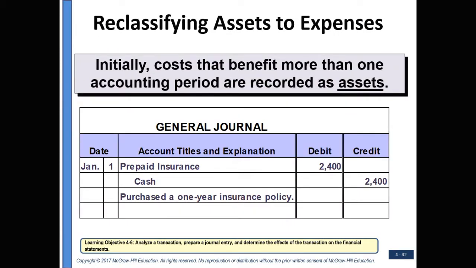The initial cost of the insurance premium is recorded as an asset to the prepaid expense, prepaid insurance account. Prepaid insurance is debited and cash is credited for $2,400. Costs are expensed as they're used to actually generate revenue.